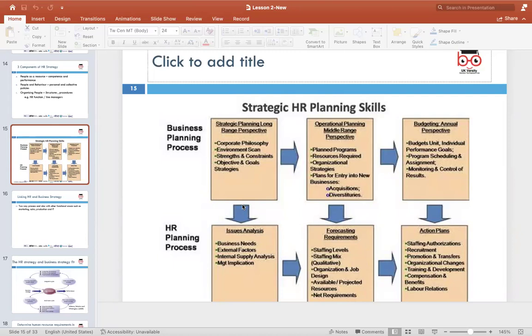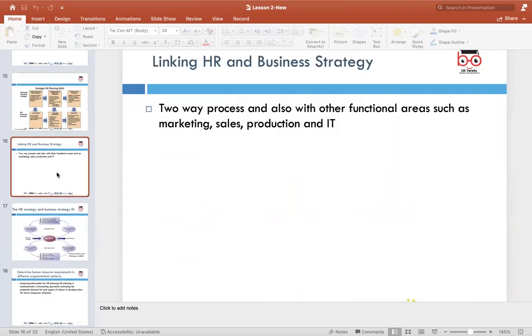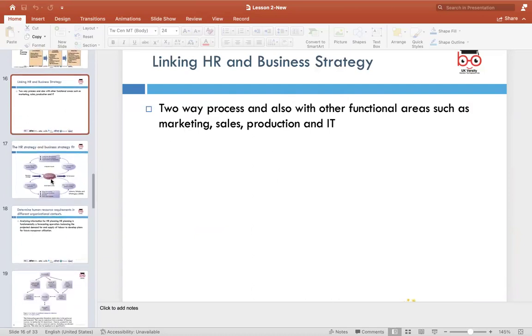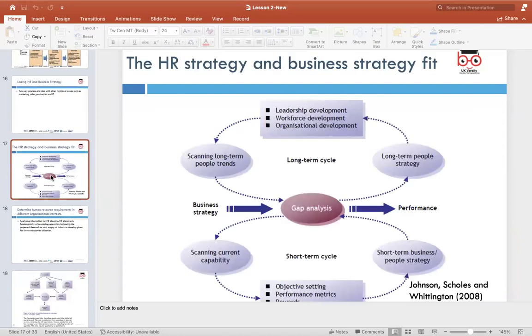That's how they're going to change their recruitment strategies, their staffing strategies, training and development for their existing teachers. This is how they align the business plan with the HR planning process. And they link both of the strategies because it's a two-way process essentially. So this is what was explained here as well.